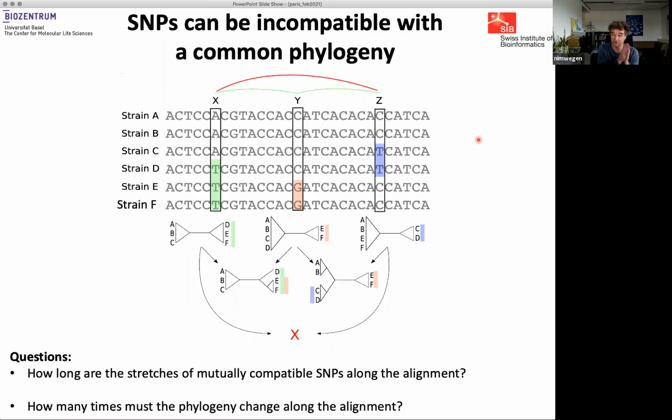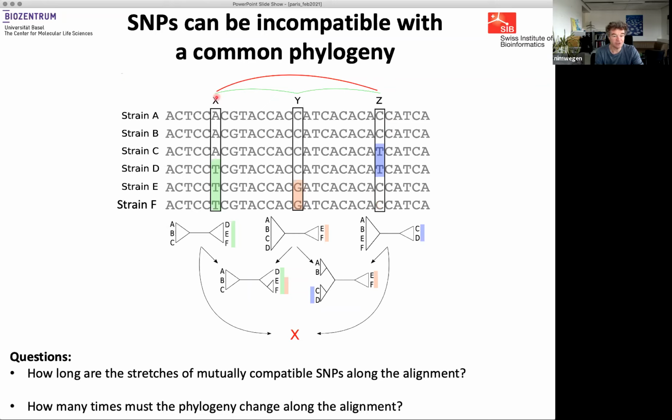Here's a little cartoon example. I'm looking at a SNP where strains A, B, and C have letter A, and strains D, E, and F have letter T. This means that whatever the phylogeny is at this position, it must have a branch where on one side are strains A, B, and C, and on the other side are strains D, E, and F. The mutation happened on this branch. In this way, every time you see a SNP in your alignment, it tells you about 1 bipartition that must occur in the tree at that position.